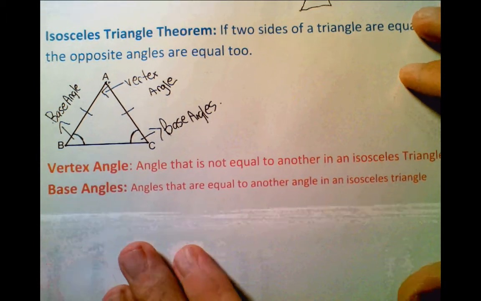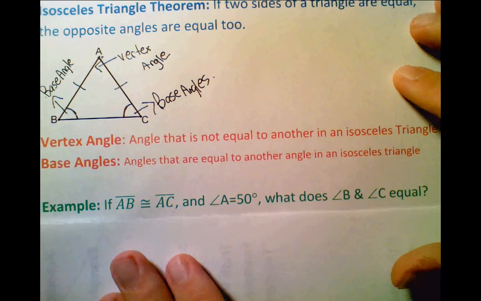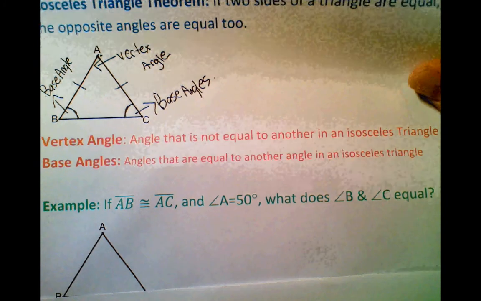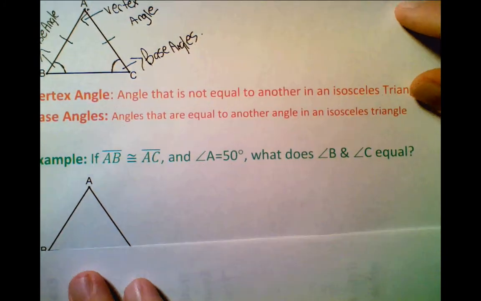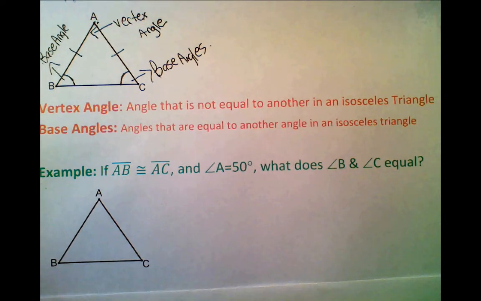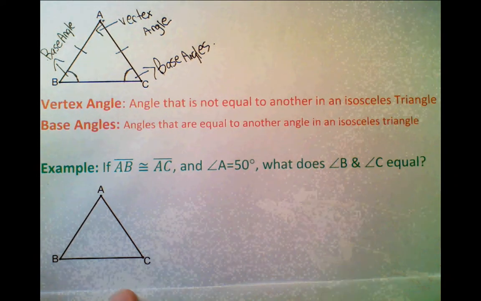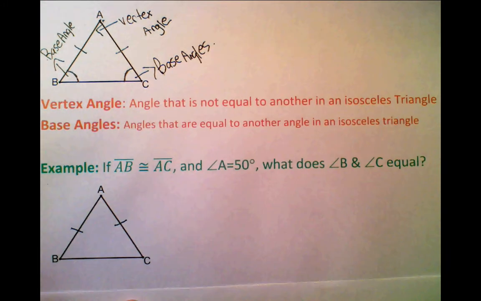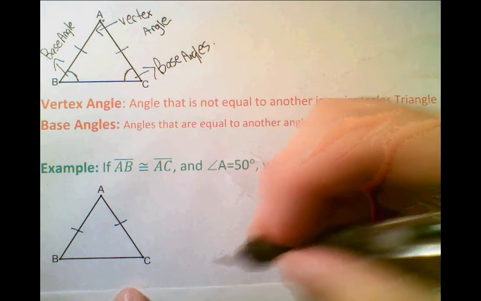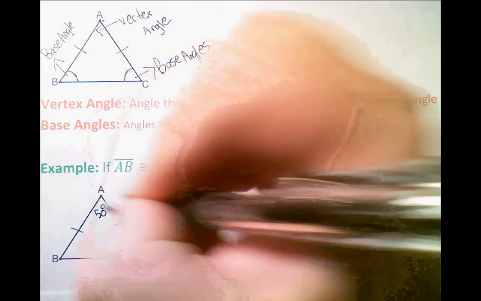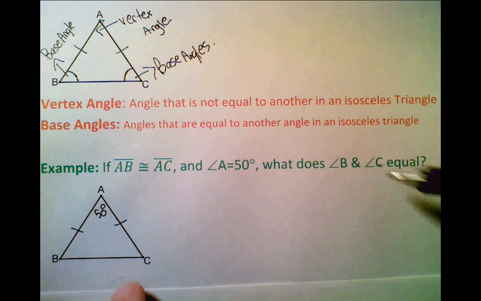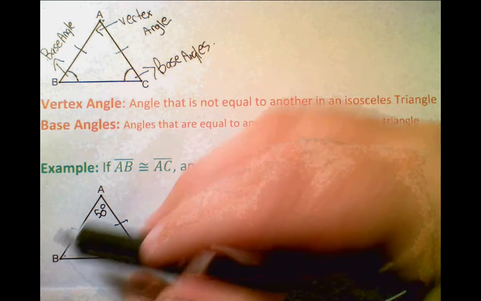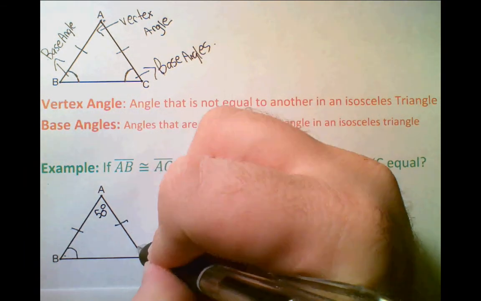Now, let's take a look at an example. If AB is congruent to AC and angle A is 50 degrees, what do angle B and angle C equal? Knowing this, the first thing you should do is always mark up the diagram. I know that AB is congruent to AC, and angle A is 50 degrees. We see these two sides are equal, and I know the opposite angles are equal too, so angle B and angle C are equal.